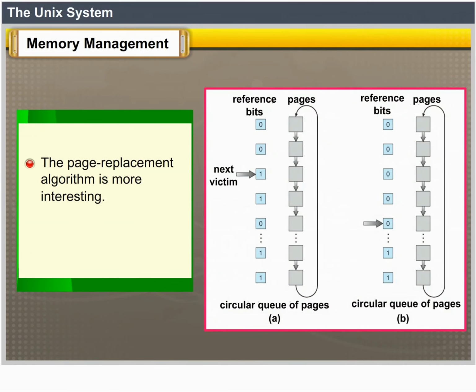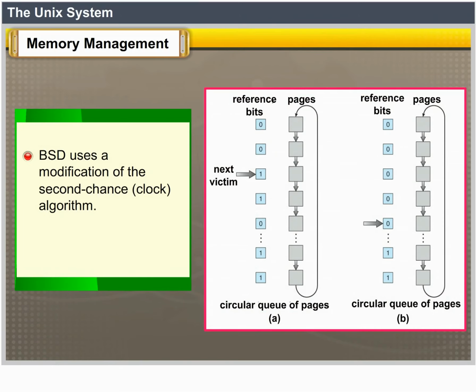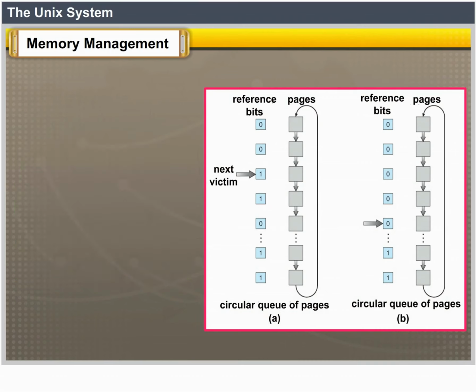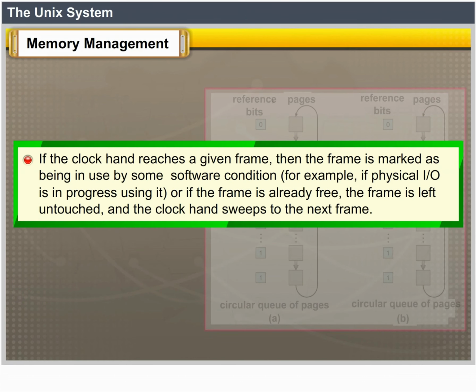BSD uses a modification of the second chance clock algorithm. The map of all non-kernel main memory, the core map or CMAP, is swept linearly and repeatedly by a software clock hand. When the clock hand reaches a given frame, if the frame is marked as being in use by some software condition, for example, if physical I/O is in progress using it, or if the frame is already free, the frame is left untouched and the clock hand sweeps to the next frame.